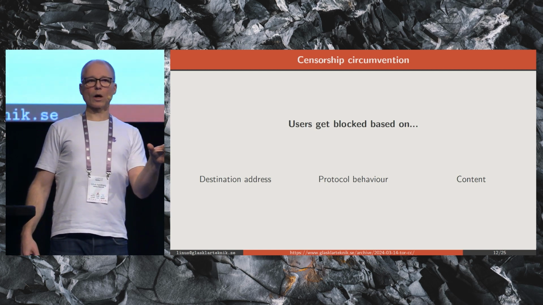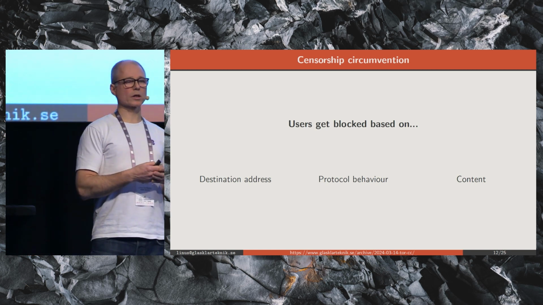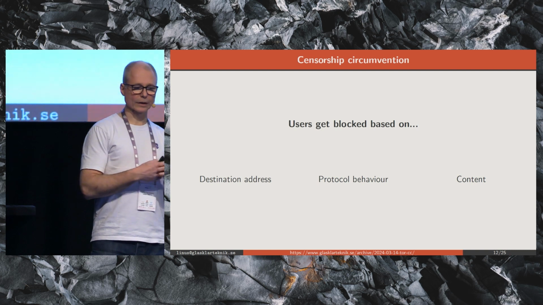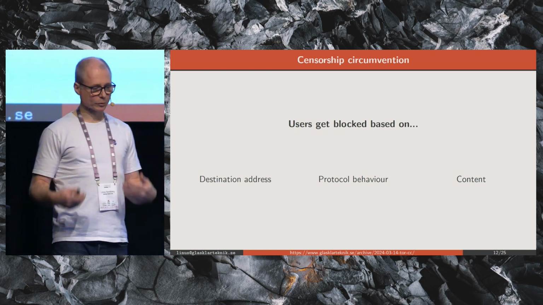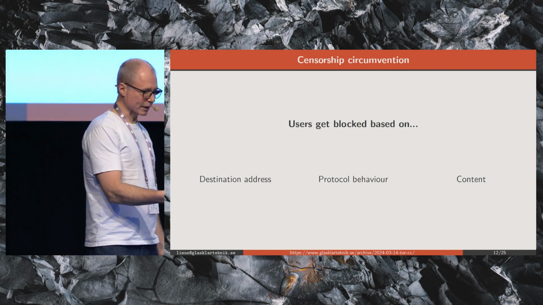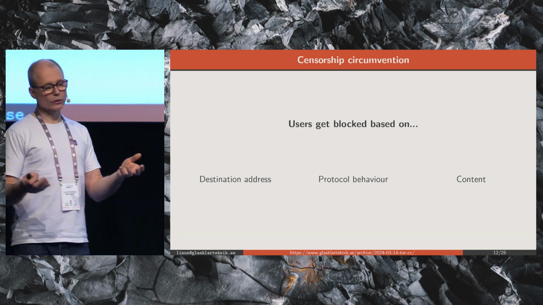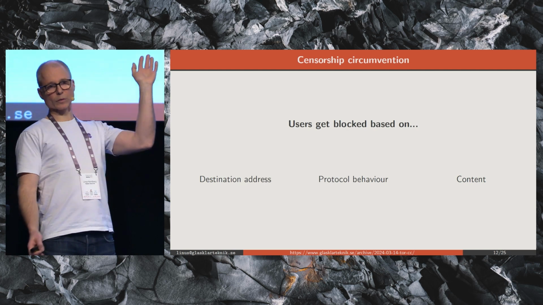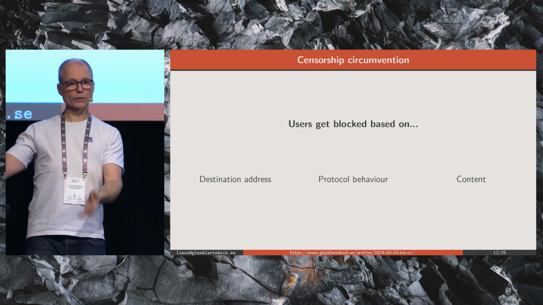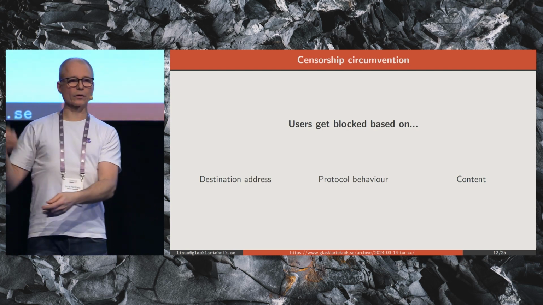So how does a censor select what kind of traffic is supposed to be blocked? Destination address is an obvious one. If you know the address, you can block it. For example, you have a list of all the proxy addresses. If you have a list of all the relays of Tor, well, you do, because Tor is public.